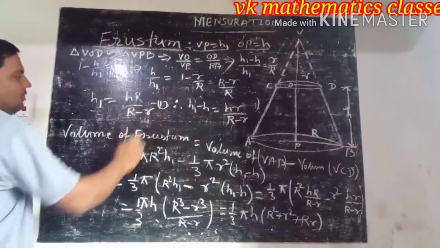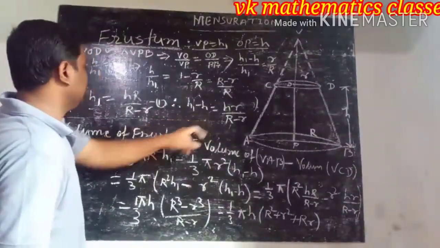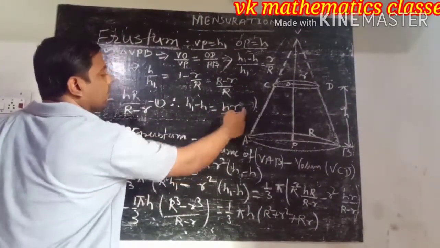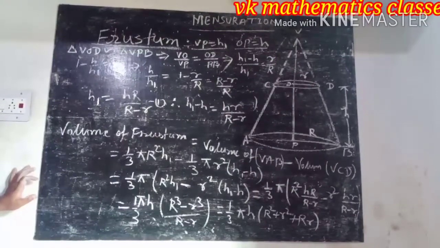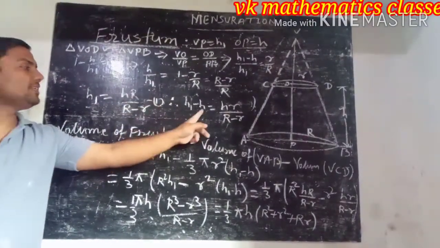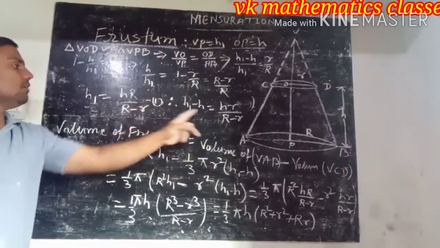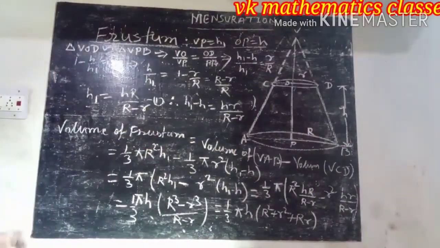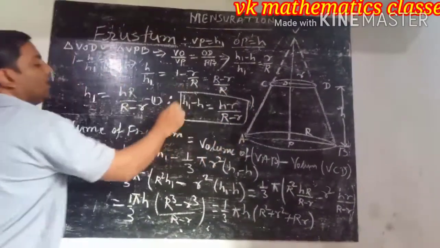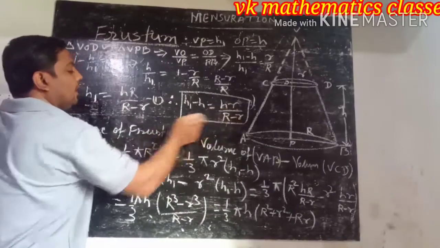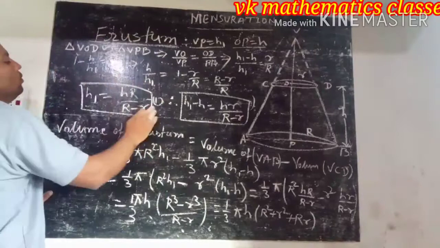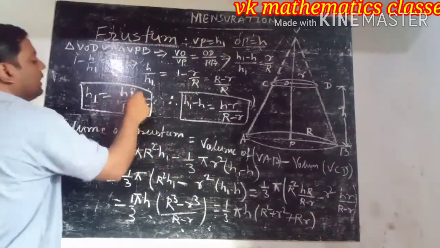This is the first equation. Therefore H1 minus H is also equal to HR by R minus r, minus H. We take minus H and found out this result. So these two values: H1 minus H is equal to Hr by R minus r, and this value H1 is equal to HR by R minus r.